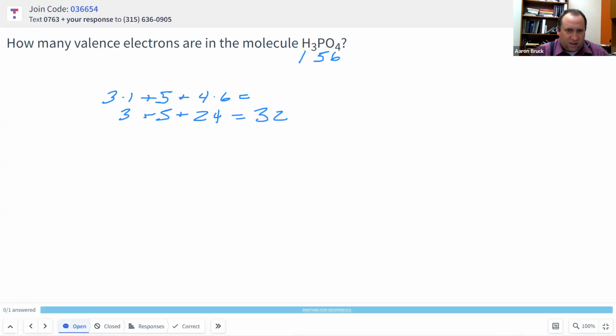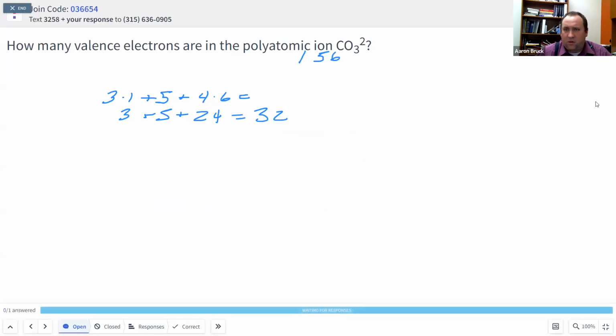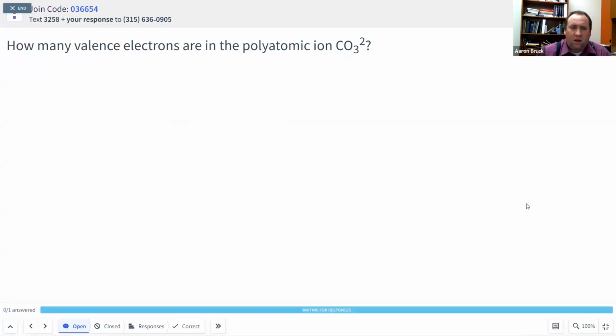Now, when we get into the actual drawing component here, this number will become a lot more valuable and reasonable to us. But for right now, we're just evaluating the basics here. All right, let's look at the next thing. How many valence electrons are in a polyatomic ion? The polyatomic ion is the carbonate ion, CO3 negative 2. So we do the same kind of thing.